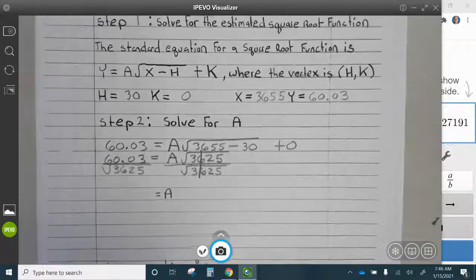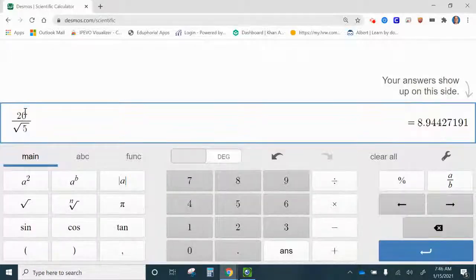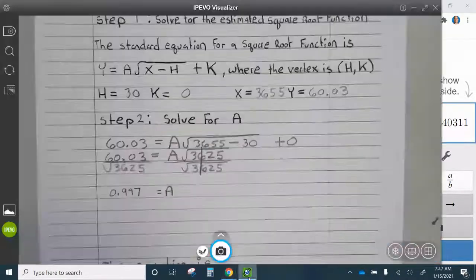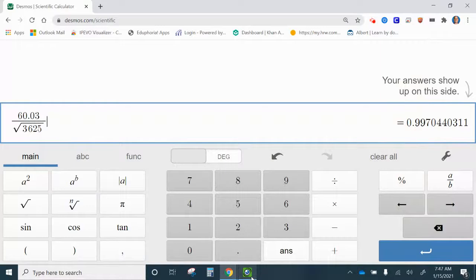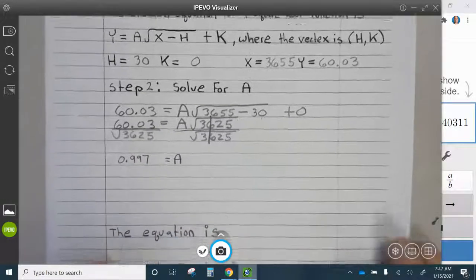all right, let's go ahead and put that in Desmos. So 60.03, and then the square root of 3,625. All right, let's round that one to 3 decimal places. So it's 0.997. All right, so a is 0.997.